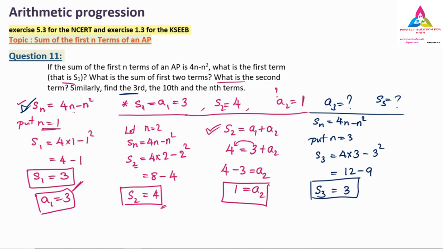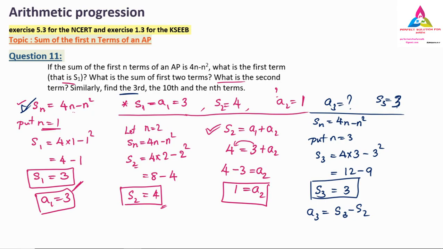Remember, we found the S3 value, but they have told you to find A3, not S3. But to find A3 we need S3. For that purpose we have taken S3 here. So now how will you find A3? I have given the formula previously. A3 is nothing but S3 minus S2: the sum of the first three terms minus the sum of the first two terms.